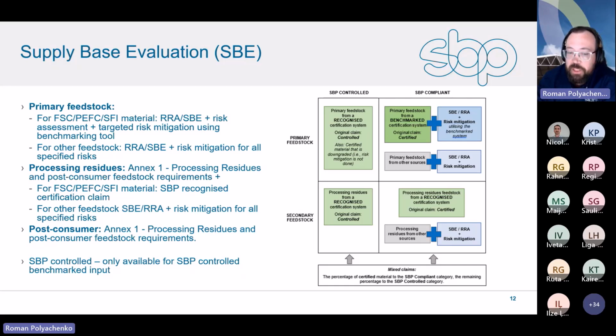So again, I repeat myself, but I would like to recap: the biggest change is that there is no green lane for FSC and PEFC certified primary feedstock. And these claims only serve as a potential risk management measure. For processing residues and post-consumer feedstock, changes are not substantial, if any at all.